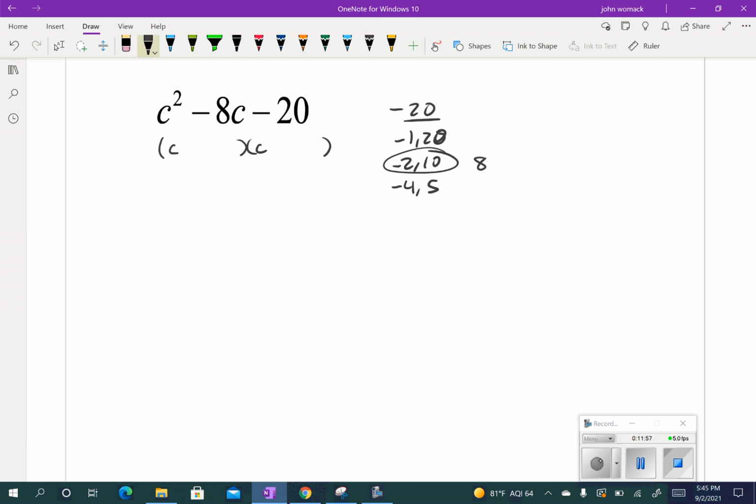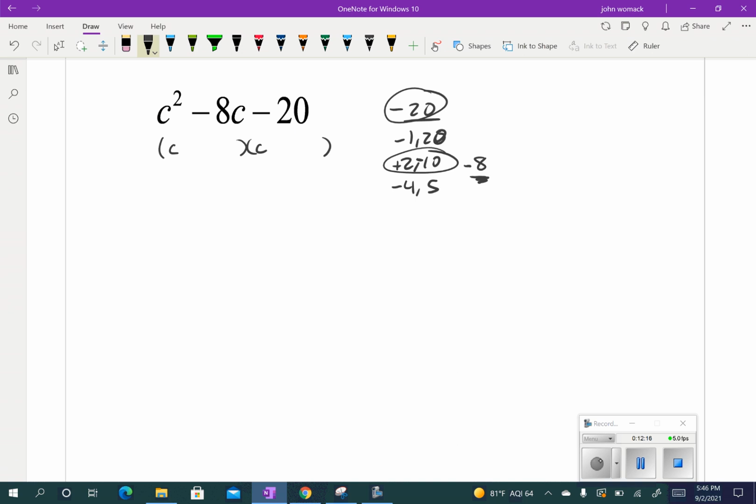If I change this to a plus 2 and a minus 10, now when I times them, 2 times negative 10 is still a negative 20. But now that I add them, I get a negative 8. So sometimes you might have to flip those signs. If you flip the signs, you'll still get your negative up here, but it will flip the sign of that number right there.